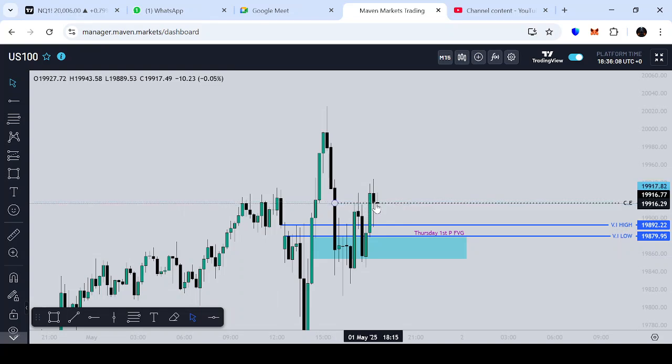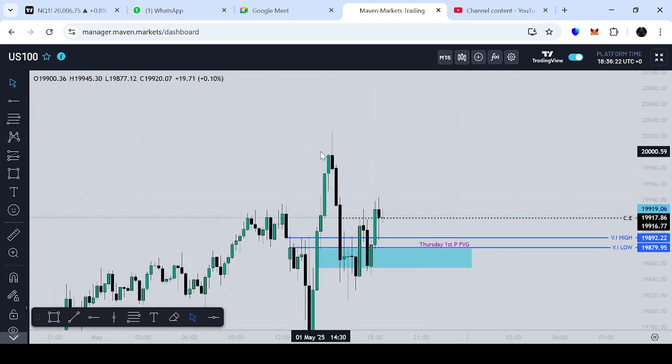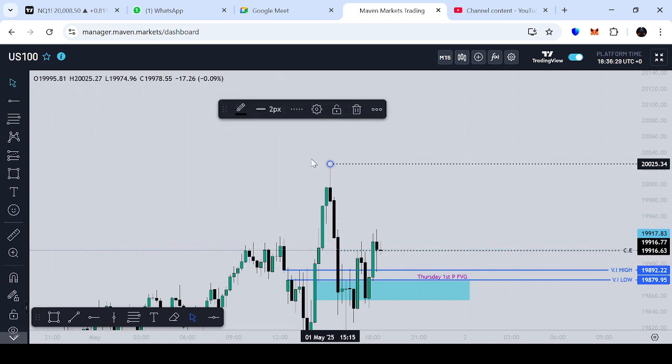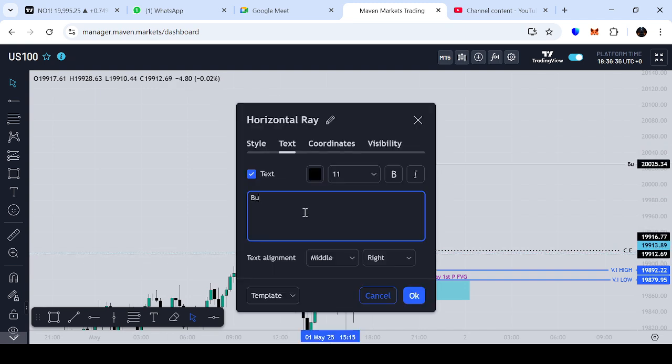The body will tell you the story, where the wick will do the damage. Have a high resting above here. That's the buy side liquidity, the buy side liquidity there.